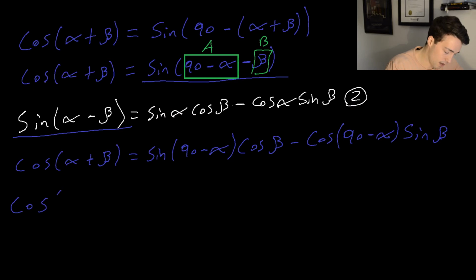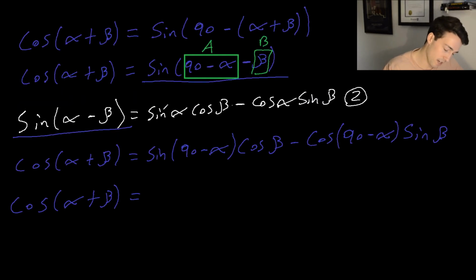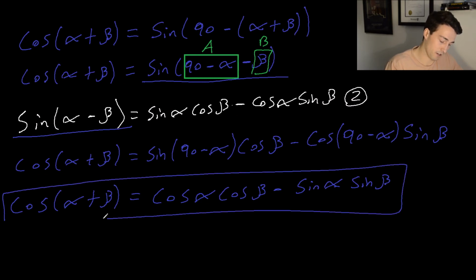So cos of alpha plus beta is going to equal, well, sine of 90 minus alpha. If we scroll up, sine of 90 minus any angle is just going to be cos of that angle. So here, instead of sine 90 minus alpha, we can say cos of alpha. And then cos of alpha times cos of beta minus, well, cos of 90 minus alpha is going to be sine of alpha, and then this will be sine of beta. And just like that, we've used this complement property and gotten our third compound angle identity.